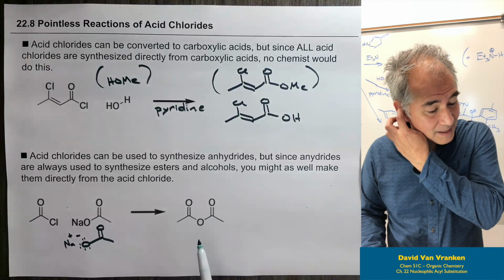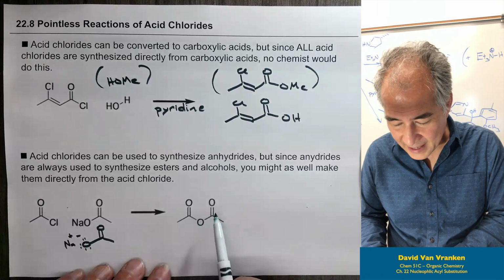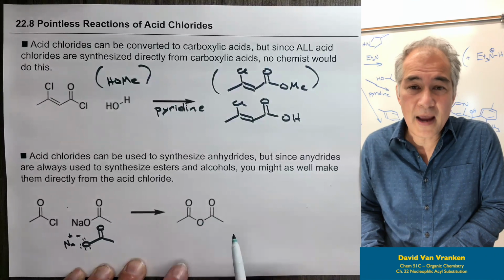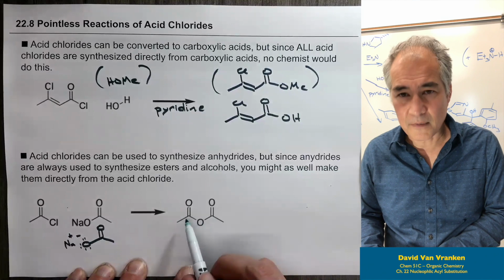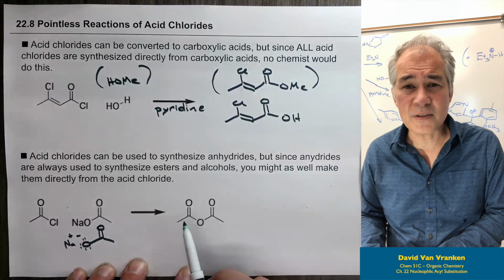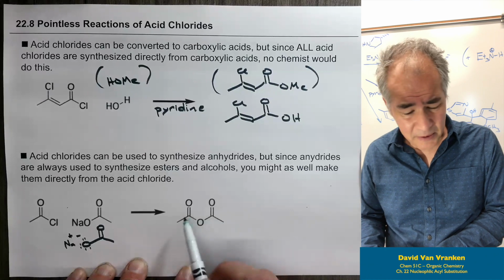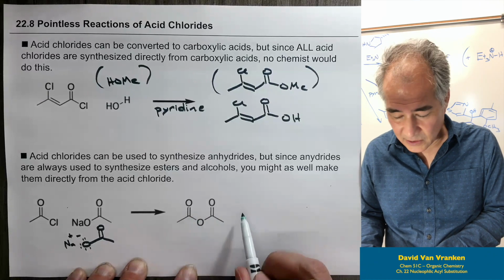Now, why would you want to make an anhydride? Anhydrides are used generally in the same way that you use acid chlorides. They're much more reactive than ketones, aldehydes, esters. And so generally it's very easy to form bonds with these. So let me give you an example.